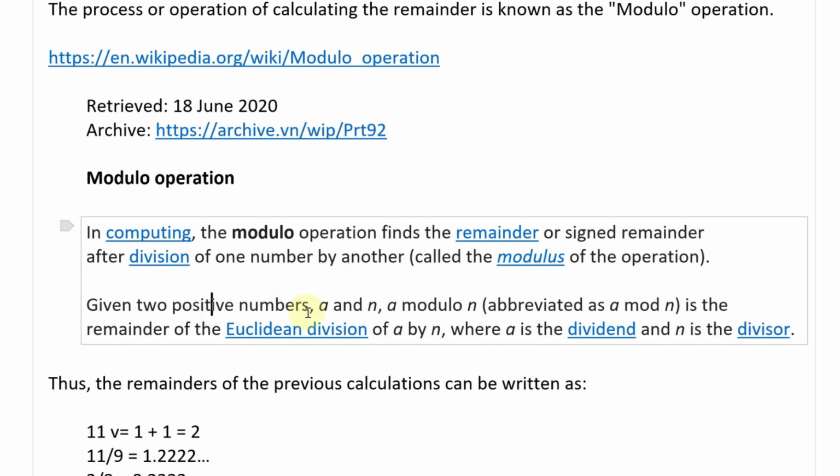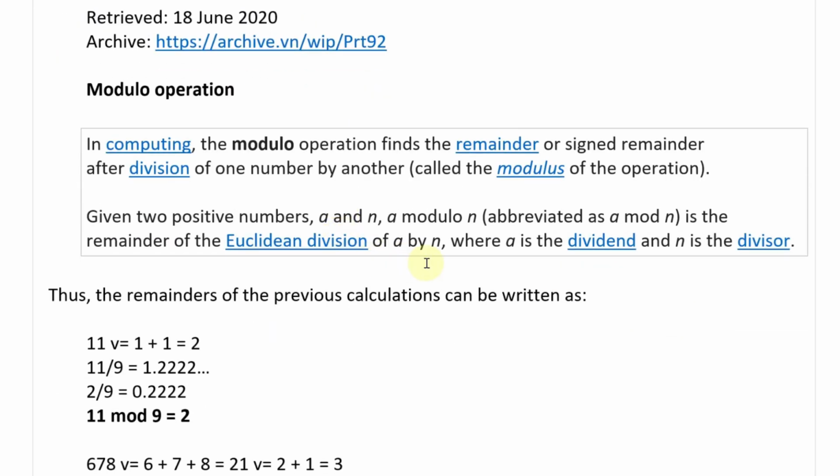Given two positive numbers, a and n, a modulo n, abbreviated as a mod n, is the remainder of the Euclidean division of a by n, where a is the dividend and n is the divisor. And yeah, Euclidean division, just what we were dealing with earlier.